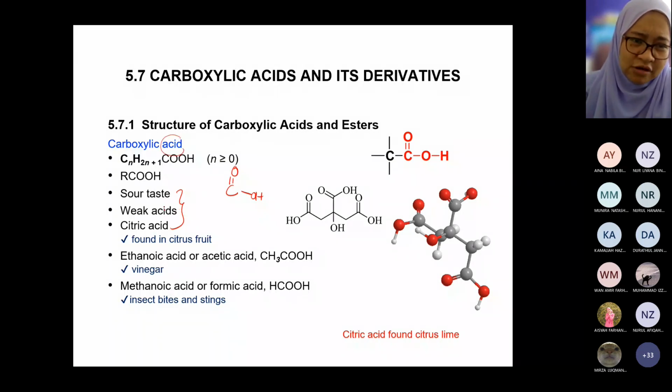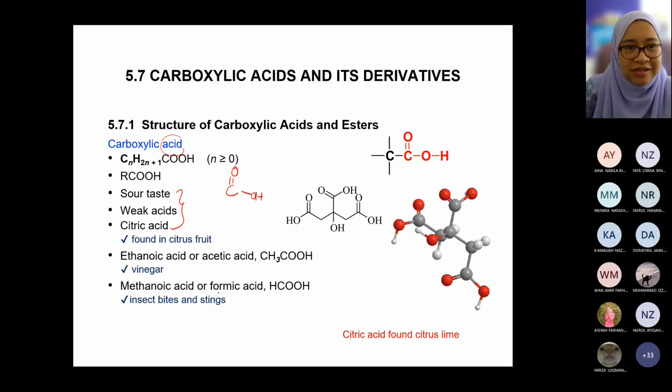So these are the characteristics of carboxylic acid because it is an acid. Okay, the taste is sour, it behaves as a weak acid. Common examples will be citric acid that is commonly found in citrus fruit, ethanoic acid or acetic acid, our vinegar, okay, methanoic acid or formic acid, that can be obtained from insect bites and stings.